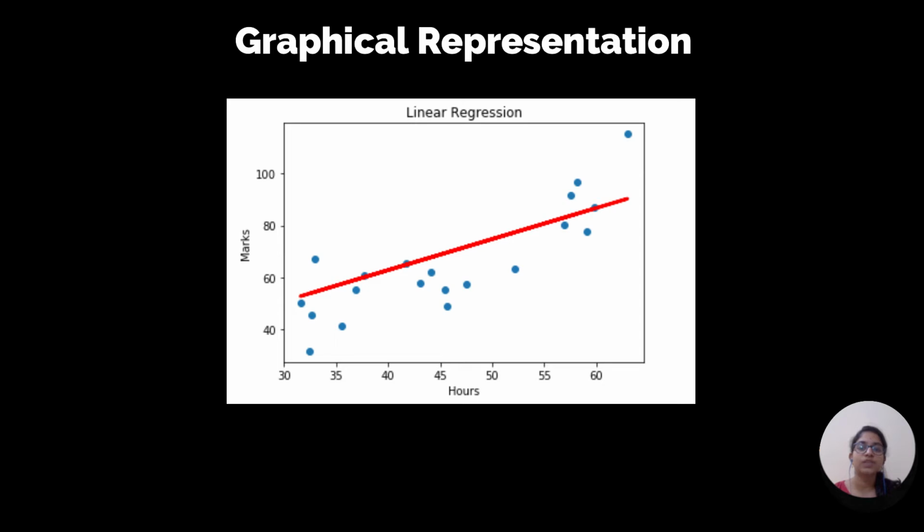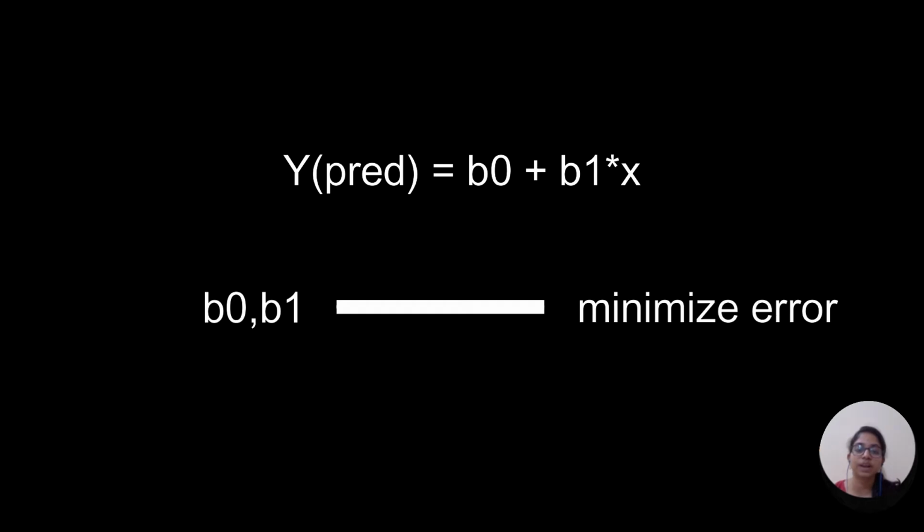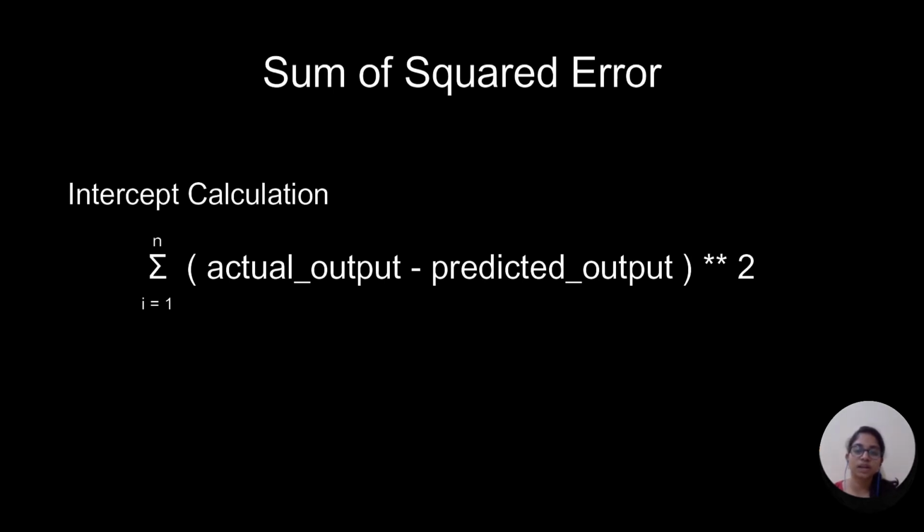That is, if we give the number of hours studied by a student as an input, our model should predict their marks with minimum error. Suppose y prediction is equal to b0 plus b1 times x. The values of b0 and b1 must be chosen so that they minimize the error. If the sum of squared errors is taken as the metric to evaluate the model, then the goal is to obtain a line that best reduces the error. Error is equal to the sum from i equals 1 to n of (actual output minus predicted output) squared.